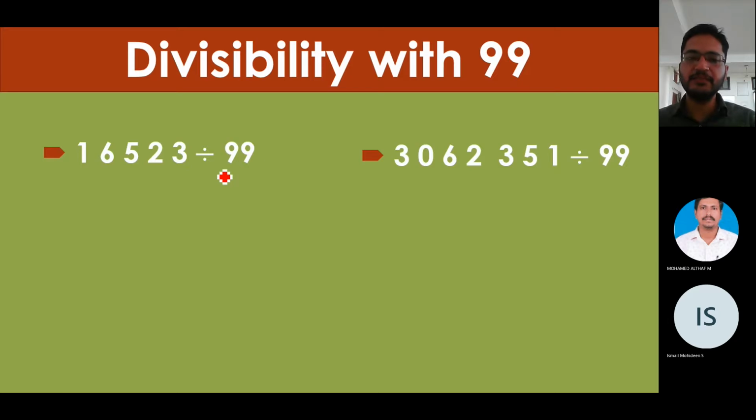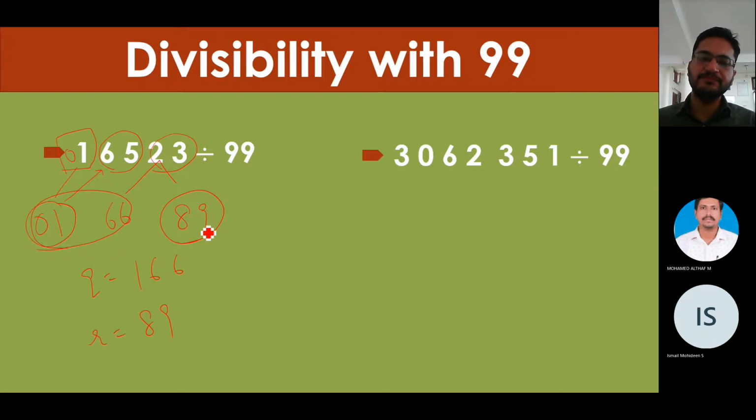Next, some more examples. Again I will make pair of 2 numbers, and last number is 1. No problem, you can write here 0. The first pair as it is, I will add this pair in next pair. It is 66. 66 plus 23, it is 89. So this is the remainder, and this is the quotient. Means quotient is 166 and remainder is 89.